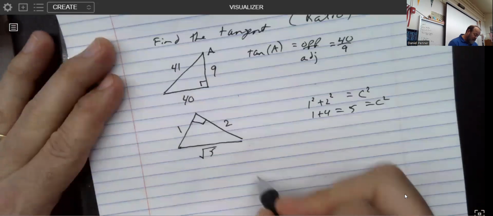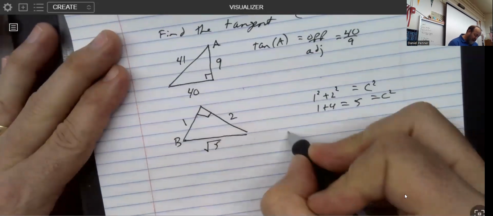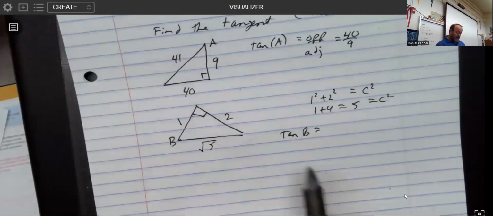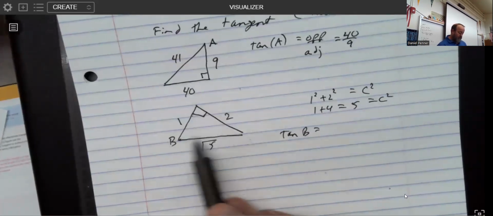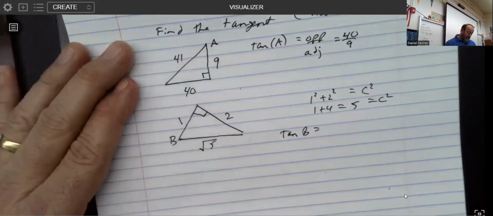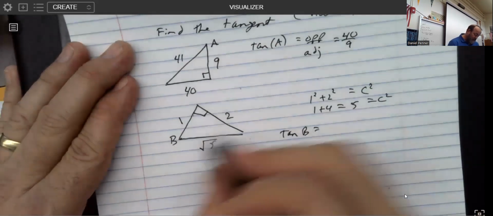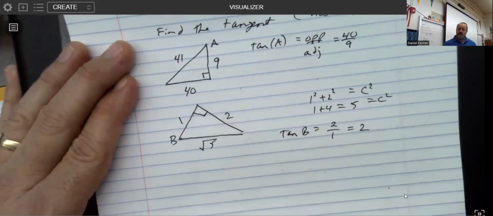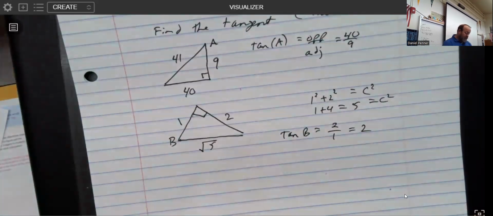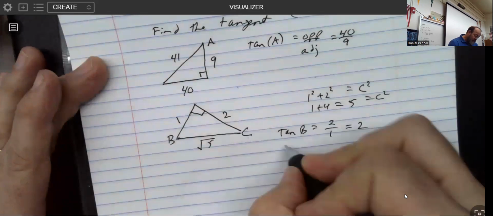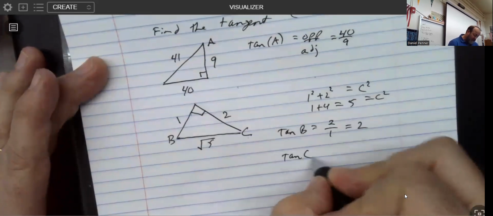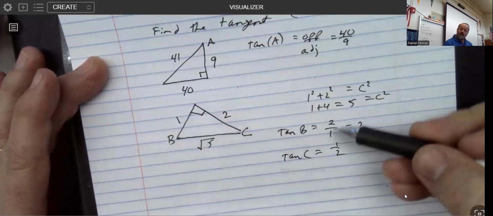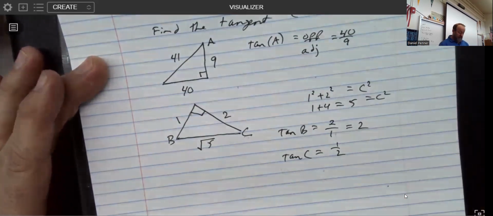So let's say I chose to put B right here and I asked you for the tangent of B. You always have to say which one, because there's two different values you could pick. So you have to tell what angle you're doing, and the tangent of B would be 2 over 1, because it is opposite over adjacent, which of course is going to be 2. But if we changed it and said C, and I said, what is the tangent of C? From C, opposite over adjacent would be 1/2. And you should notice that those are just reciprocals of each other.